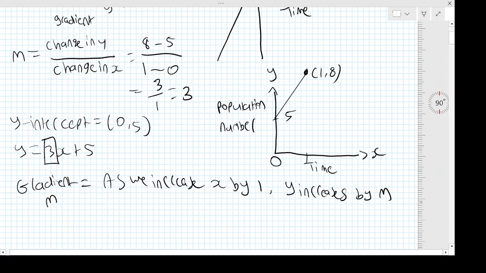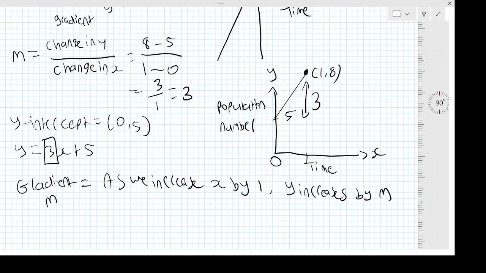So we've gone up by 3, okay, as x goes up by 1. And that's what the gradient will tell us. As we go along 1 unit in x, as x goes up by 1, the gradient tells us how much y goes up by, okay?